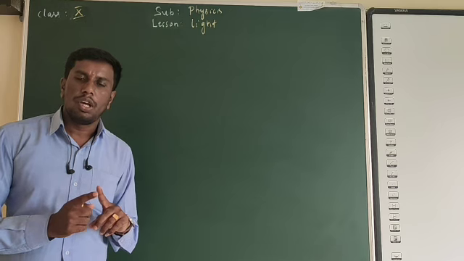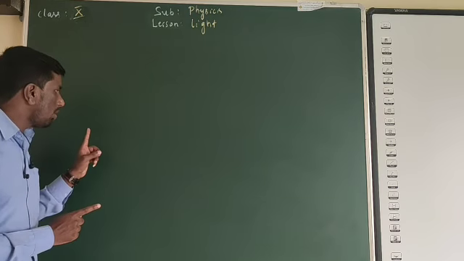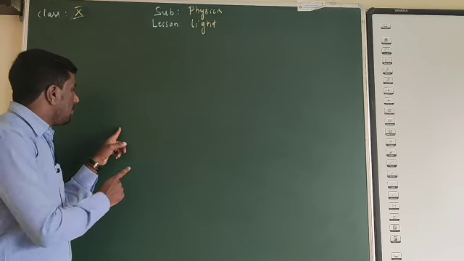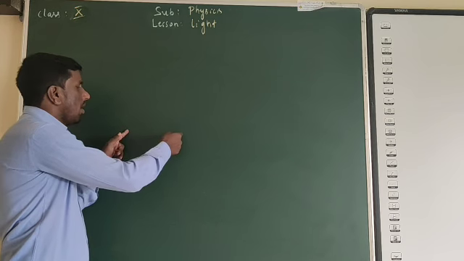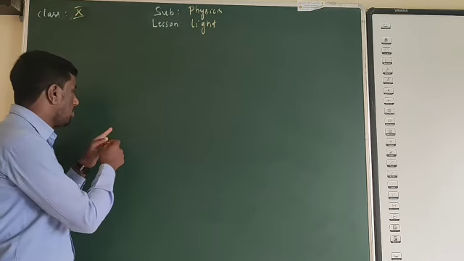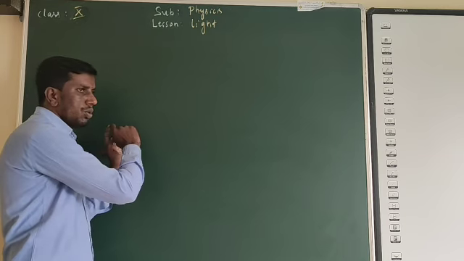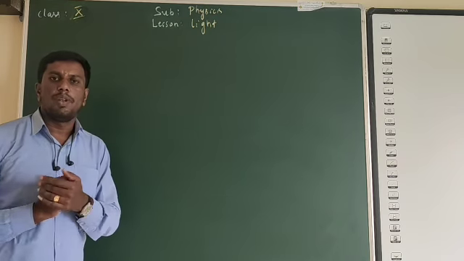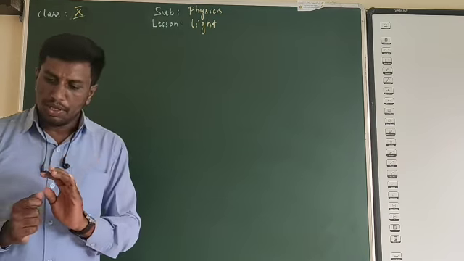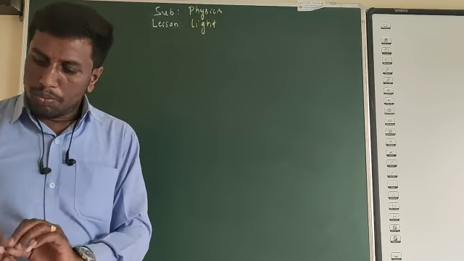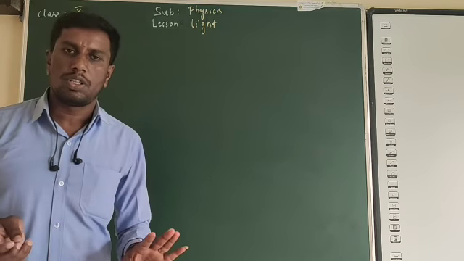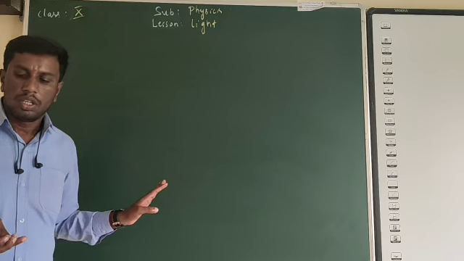You get an erect and virtual image when you keep the object between the principal focus and the pole. If you keep the object between the principal focus and the pole, in between those two points, you will get an erect image. The question is, we wish to obtain an erect image of an object in the concave mirror.